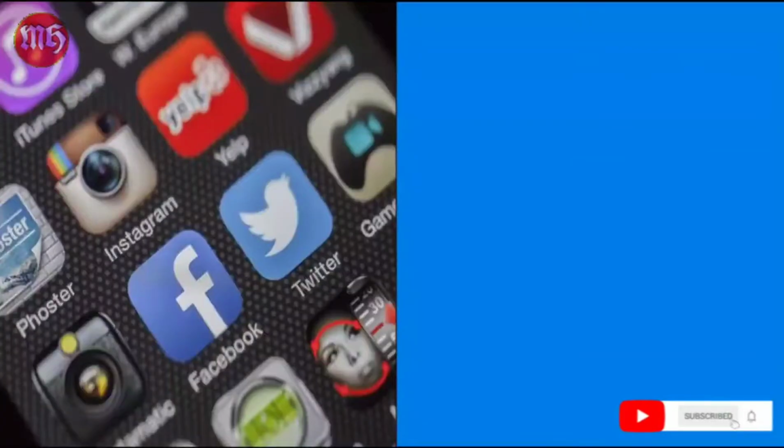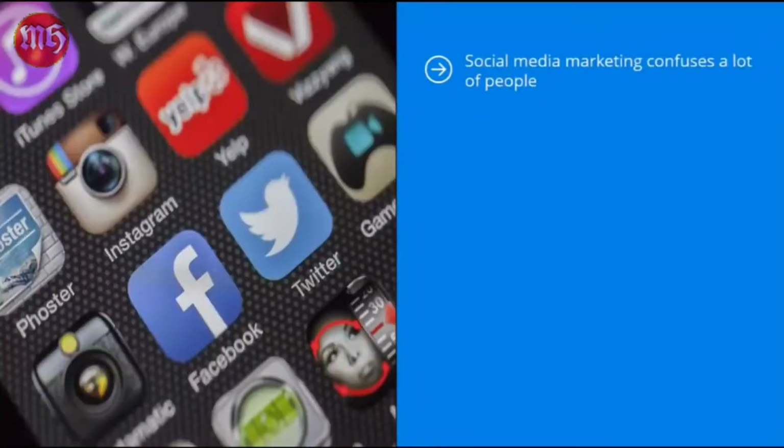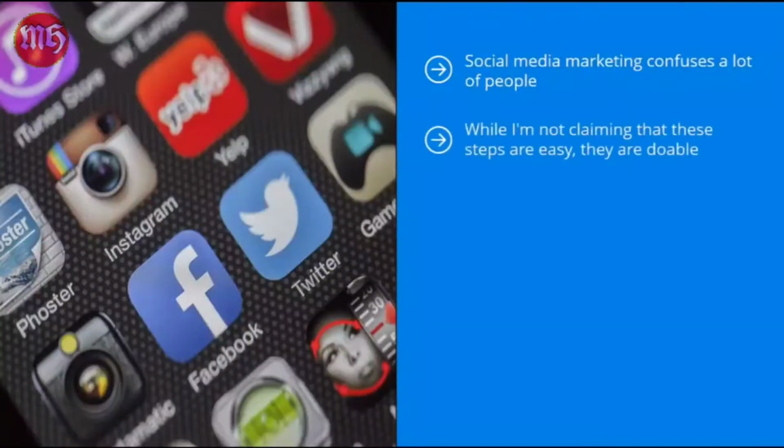Conclusion. Social media marketing confuses a lot of people. It definitely leads to a lot of dead ends if you let its myths get the better of you. This training shines a light on one effective way of using social media exposure to turn social media reach into cold, hard cash in your bank account. While I'm not claiming that these steps are easy, they are doable. You just need to follow instructions.